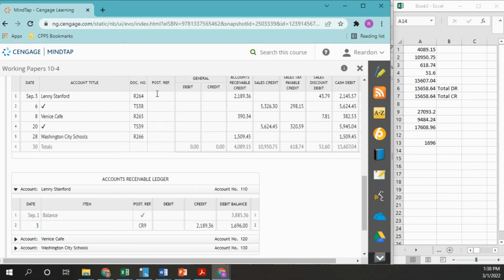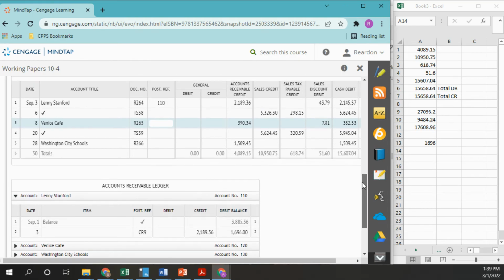I go back to post reference. Lenny Stanford, 110 is his customer account in the accounts receivable ledger. So that's posted. Next one, I just put a check mark in there because they're all special column entries, and they're not accounts receivable, I should say. There's nothing to post individually.